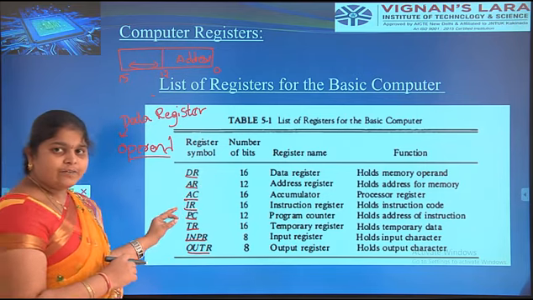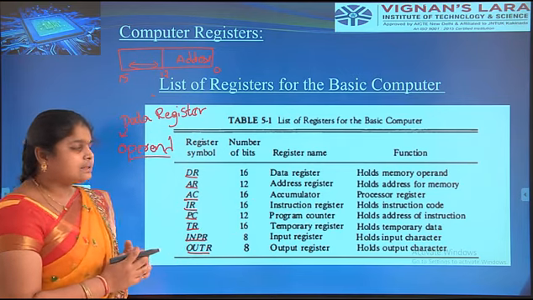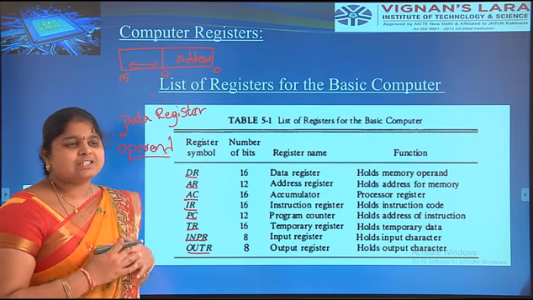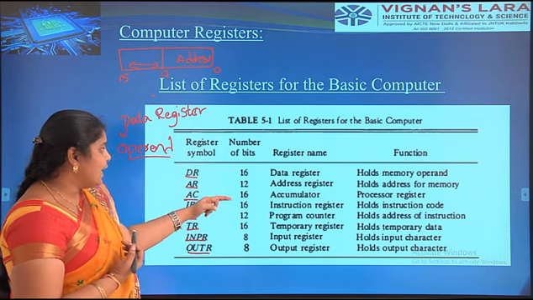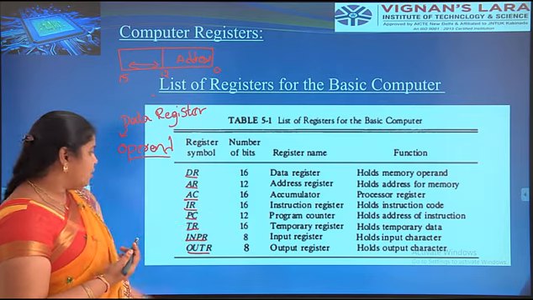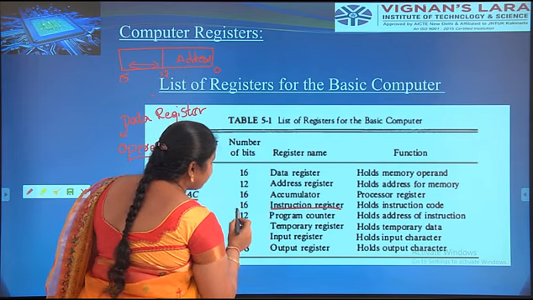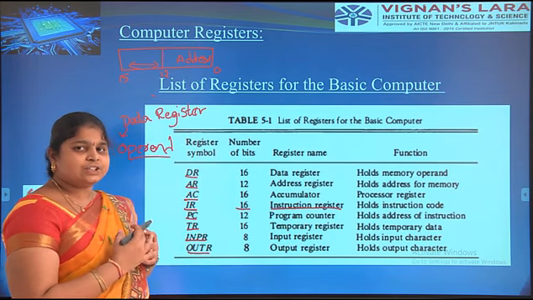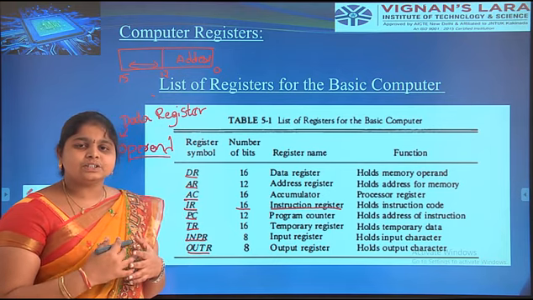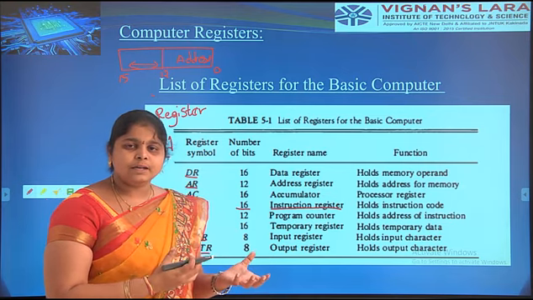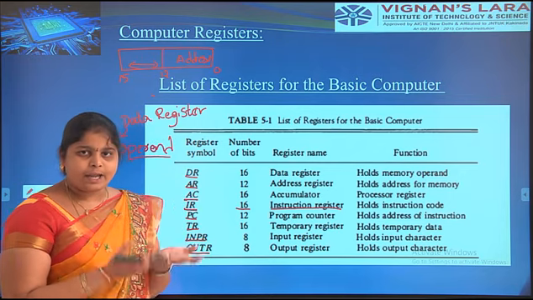Next, AC, which we already discussed in a previous class. AC means accumulator register. It is a general purpose register used for general calculations: addition, subtraction, multiplication and division. It holds 16 bits of data. Next, IR means instruction register. It holds 16 bits. It holds the instruction code. The instruction register holds the instruction, which can be given by the user to perform logical or other operations.